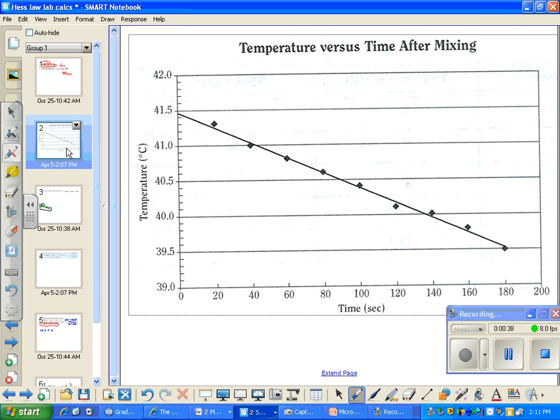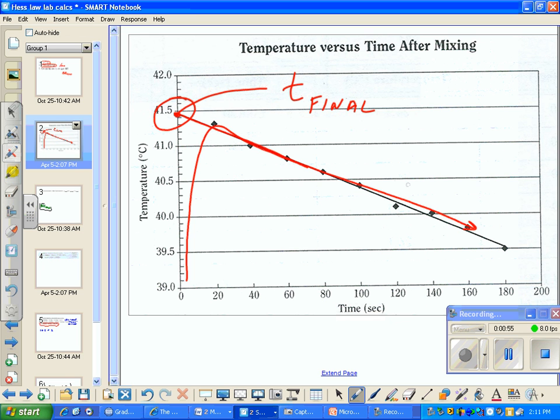The first place you're going to start is your graph. Your graph probably looked like this the day we did the lab, and you had to extrapolate it back to where it crossed the Y axis. That point where it crosses the Y is T final. That is your final temperature.